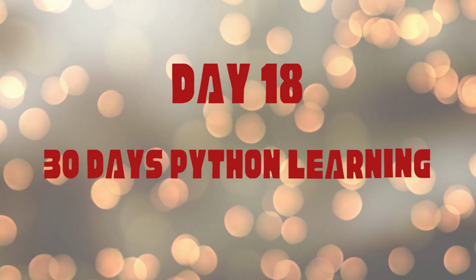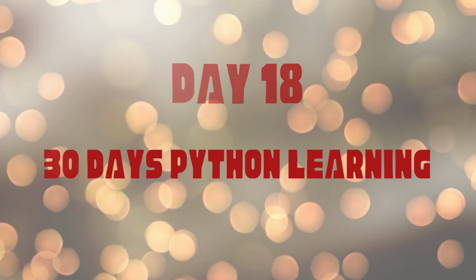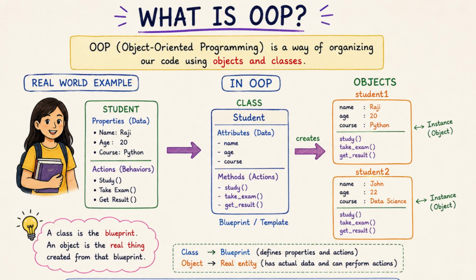Today is day 18 and we are going to talk about object oriented programming, also called OOPS concept. OOP might sound complicated at first, but don't worry, I'm going to explain it with a very simple real world example. First, so what exactly is object oriented programming? OOP is a way of organizing our code using objects and classes.